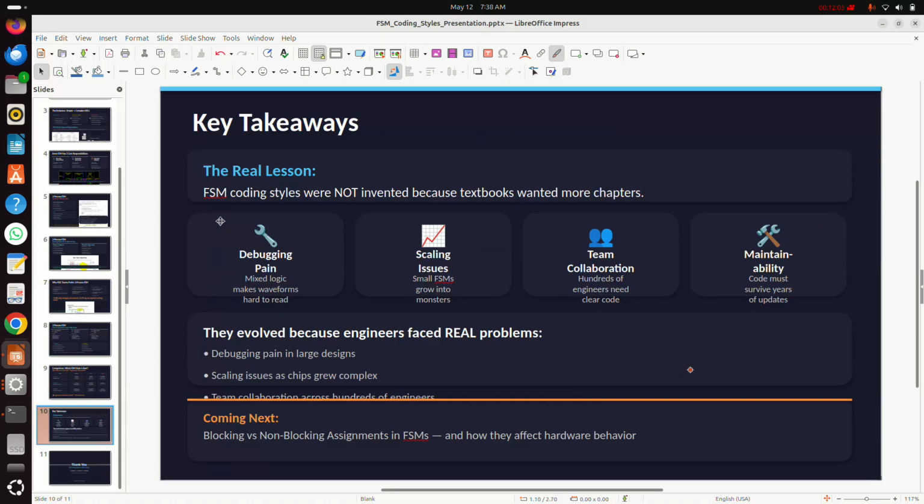The key takeaways, the real lessons. FSM coding styles were not invented because a textbook wants more chapters, but because of issues with the older style, like debugging pain, scaling issues, team collaboration and maintainability. In complex designs, using a three-process FSM we can solve all these issues.